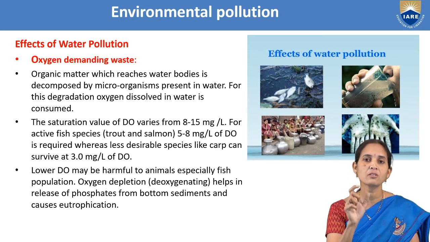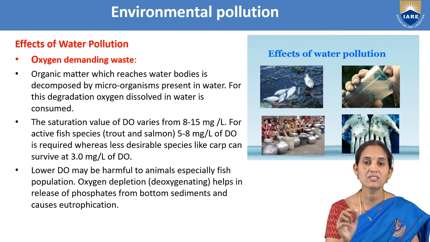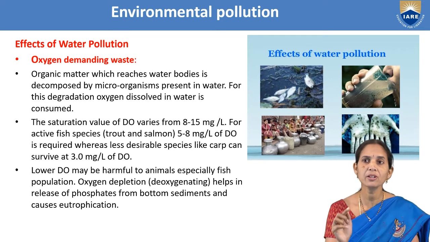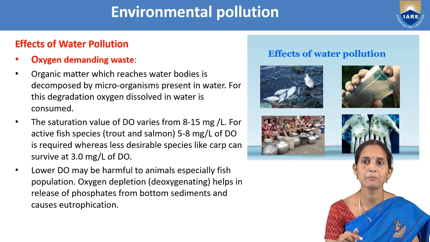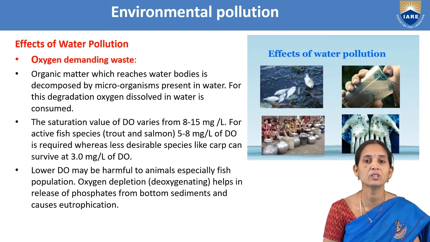So when DO levels, dissolved oxygen levels, are decreasing in the water, who is it affecting? It is affecting the aquatic life, the fish. The saturation value of DO varies from 8 to 15 milligram per liter for active fish species. 5 to 8 milligram per liter of DO is required, whereas for less desirable species like crab, which can survive, the DO level should be 3.0.